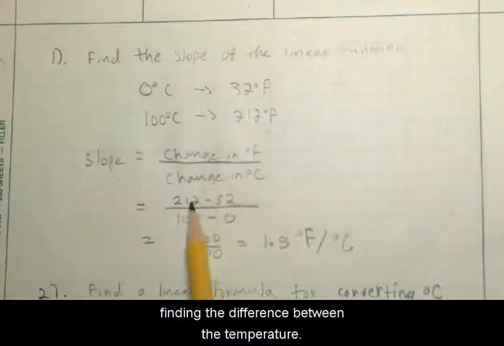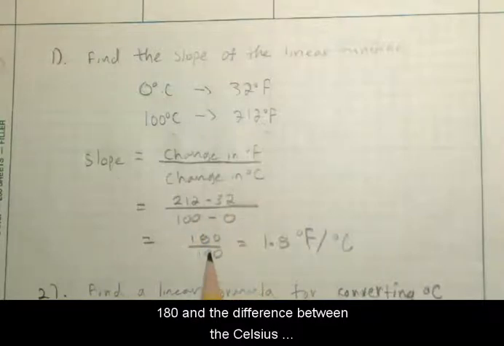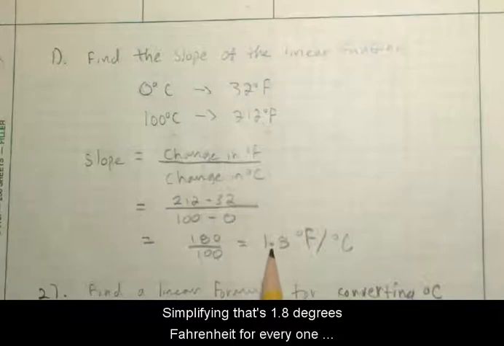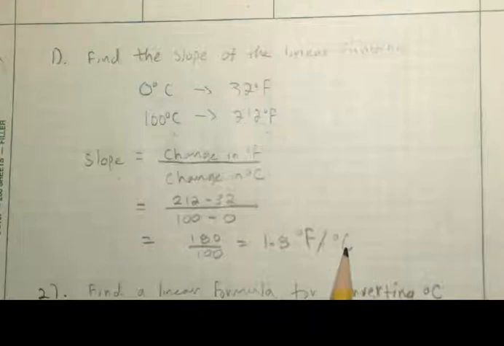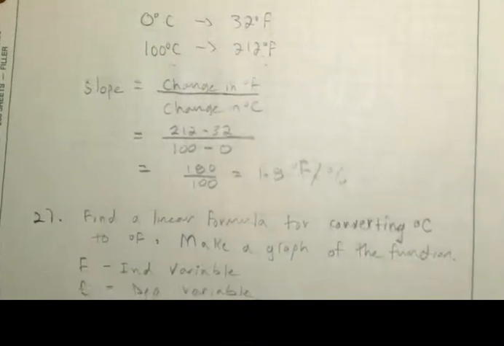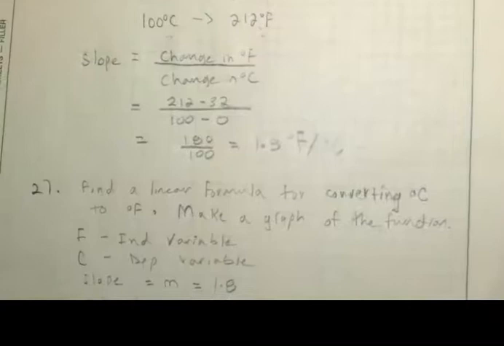So we find the change by finding the difference between the temperatures. We get the difference between these Fahrenheit temperatures is 180, and the difference between these Celsius temperatures is 100. So simplifying, that's 1.8 degrees Fahrenheit for every 1 degree Celsius. That's our slope. The second thing that we wanted to do was find a linear formula for converting degrees Celsius to degrees Fahrenheit, then make a graph of the formula.